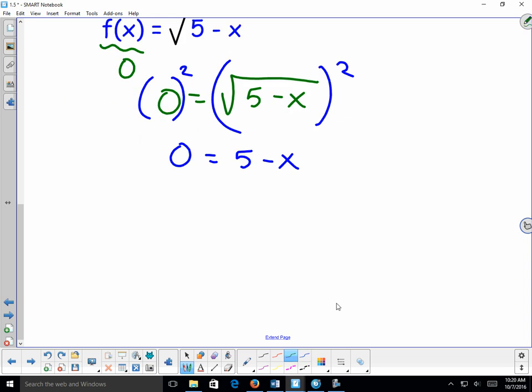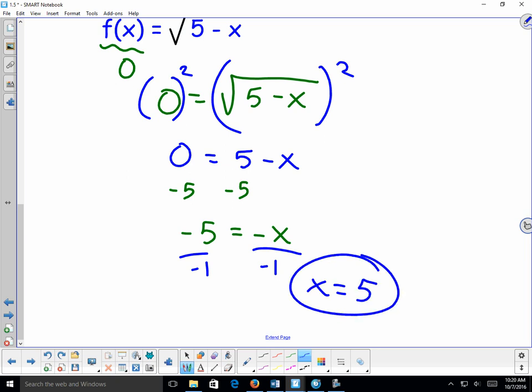I'm going to subtract 5 from both sides. So I get negative 5 equals negative x. And I'm going to divide both sides by negative 1. So I get x equals 5. So that would be the 0 of the function.